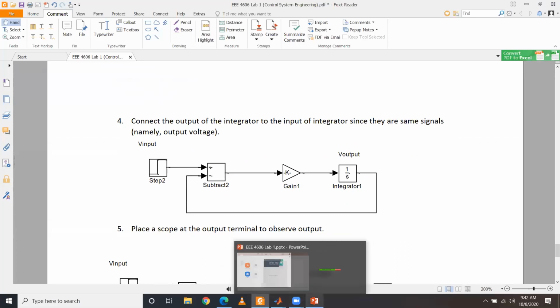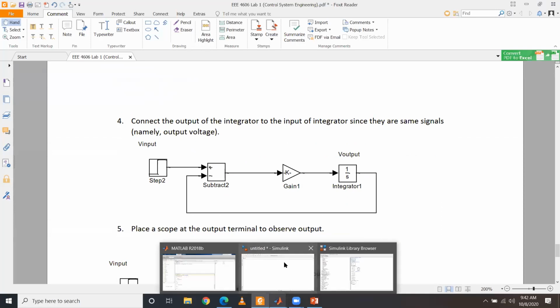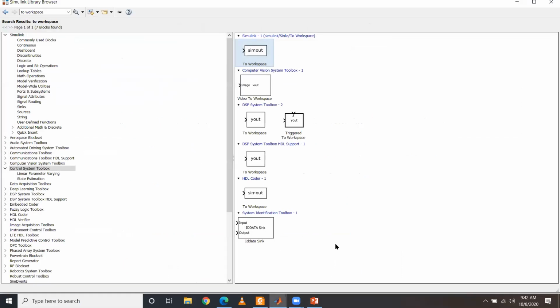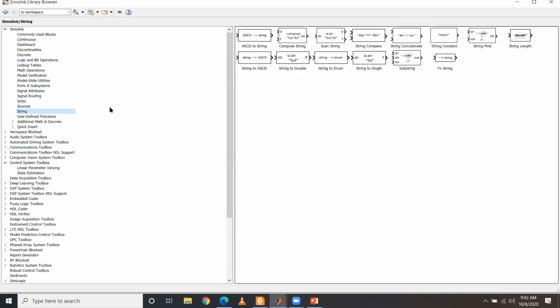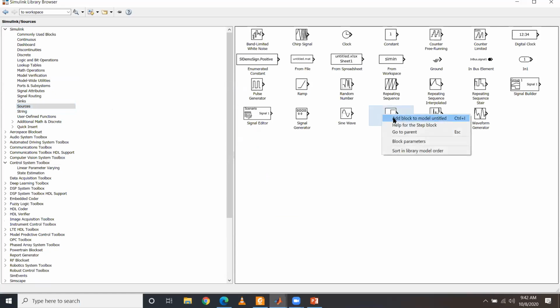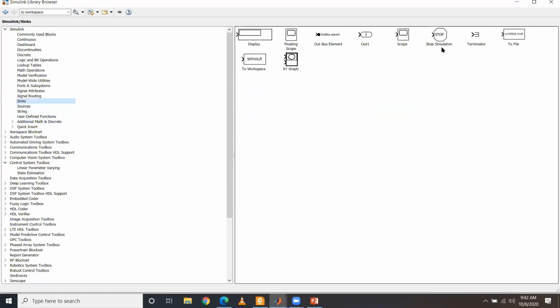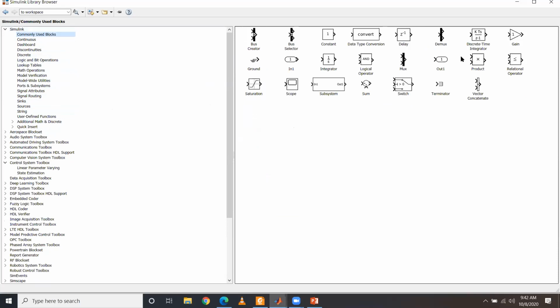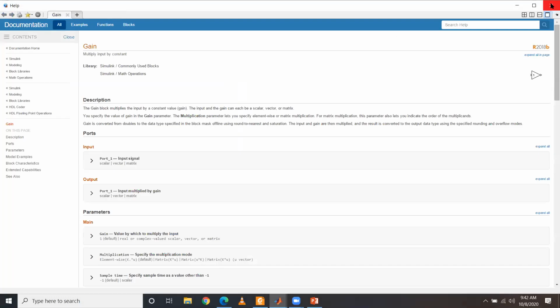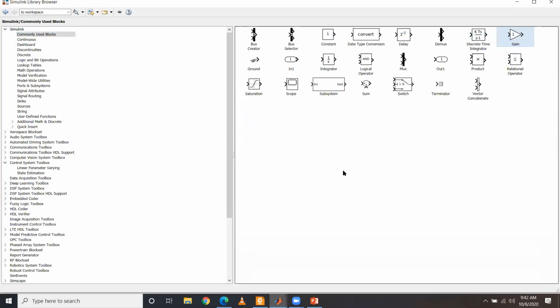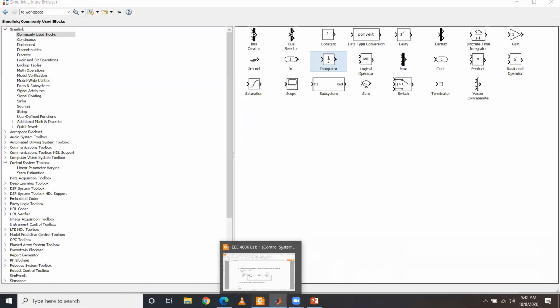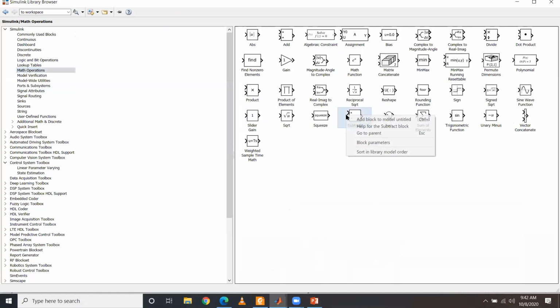Does anyone have any questions with this one? No, sir. Okay, so if you go to MATLAB, we need step, subtract, gain, and integrator, and a scope. So sources, step, sinks, scope, gain. For gain, go to commonly used blocks. We have the gain, and also the integrator block. It's also in the commonly used blocks. Anything else? And the subtractor block. If you go to math operations, you see the subtract block.